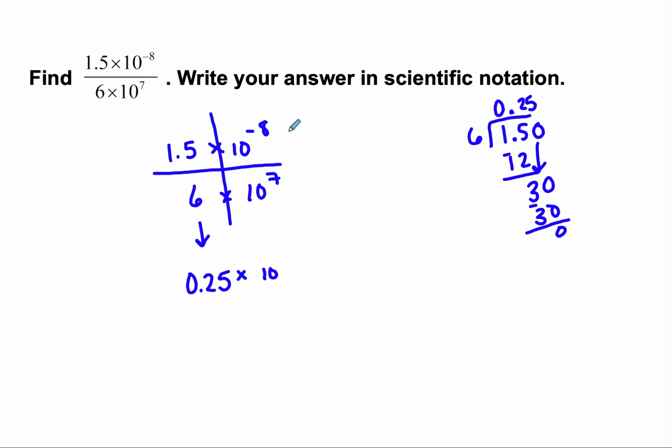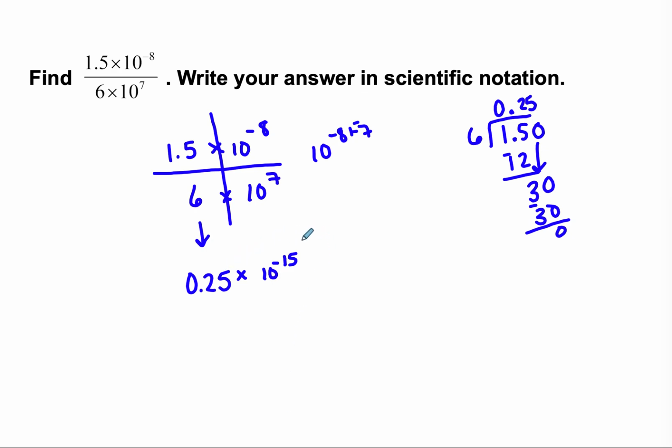Now I have to do the second part of my division problem. I'm subtracting here. So I'm doing 10 to the negative 8 minus 7. And if it helps, you can do boom, change to addition, boom, change the sign. It's like 10 to the negative 8th power plus negative 7. Negative 8 plus negative 7 is negative 15. This is going to be a very tiny decimal.